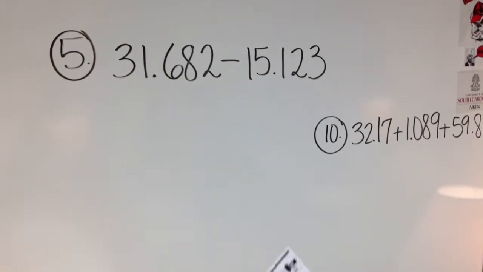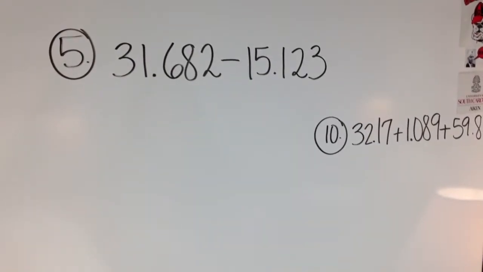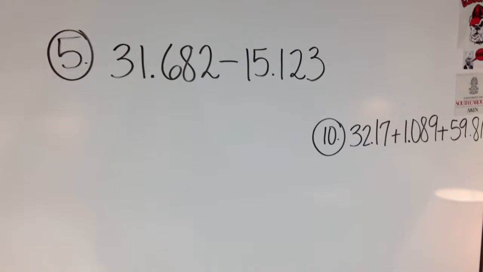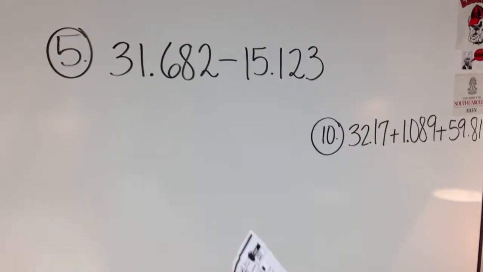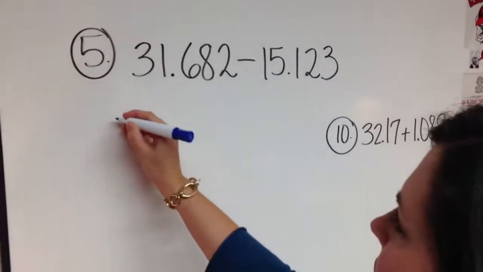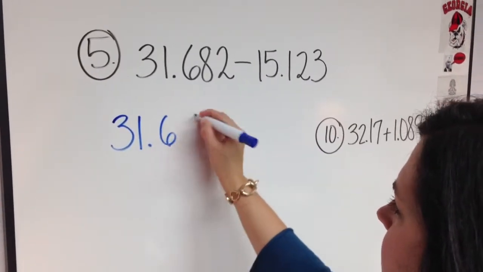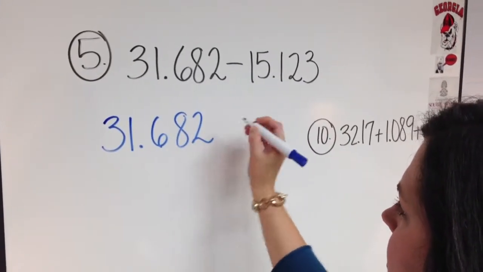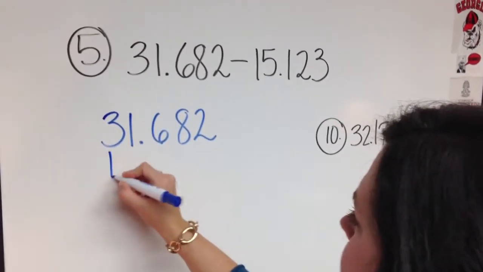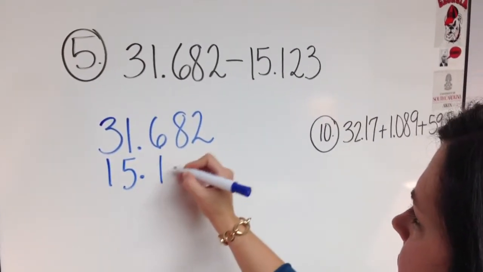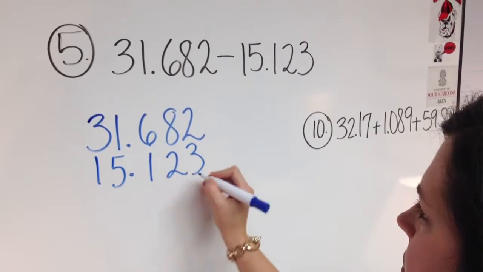This segment is going to be on estimating and subtracting, or estimating and adding. First thing we're going to do is line our numbers up, same way we would if we were just adding or subtracting. Put your decimal, we want the 15 right under here. 1, 2, 3.